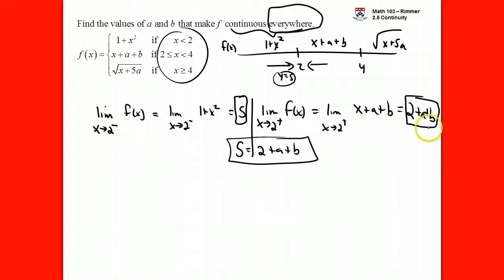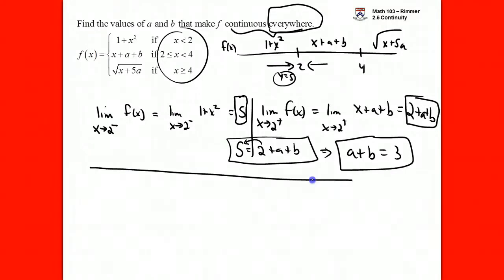Okay, so let's simplify this somewhat. Let's take this 2 over and say that A and B need to add up to 3. That's a better way to say it. Nothing wrong with 5 equals 2 plus A plus B, but I like that way better. They have to add up to 3. That's half the story. The other half comes from what's going on at x equals 4.